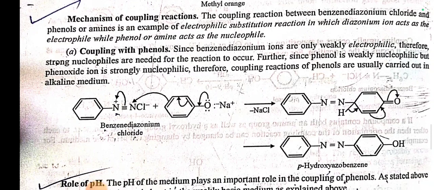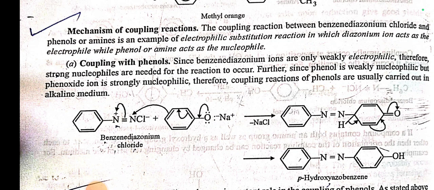Mechanism of coupling reaction. The coupling reaction between benzene diazonium chloride and phenol or amine is an example of electrophilic substitution reaction in which the diazonium ion acts as the electrophile while phenol or amine acts as the nucleophile. Number 1. Coupling with phenol. Since benzene diazonium ions are only weakly electrophilic, strong nucleophiles are needed for the reaction to occur.